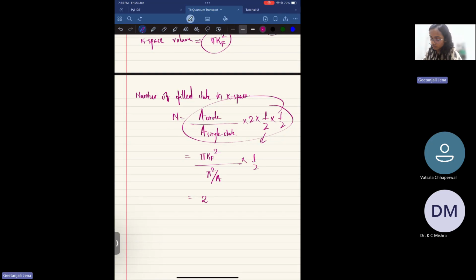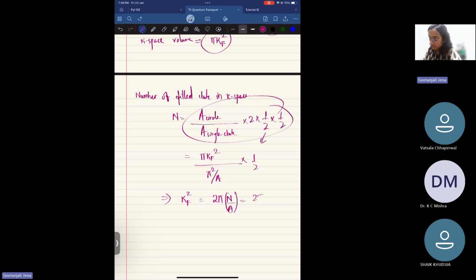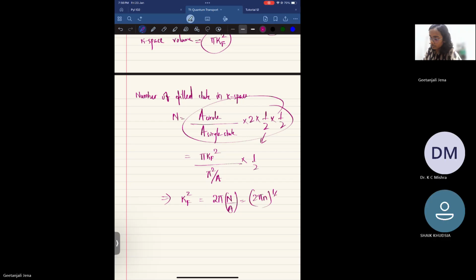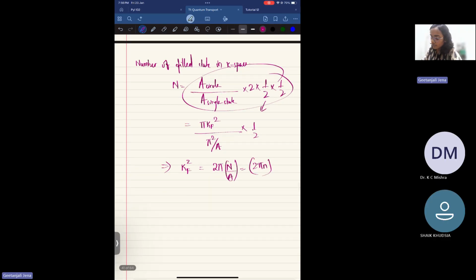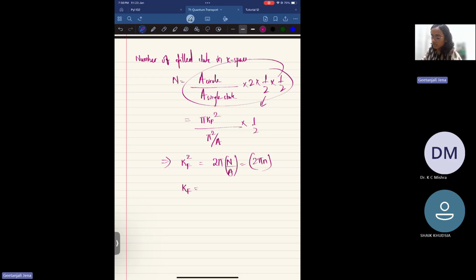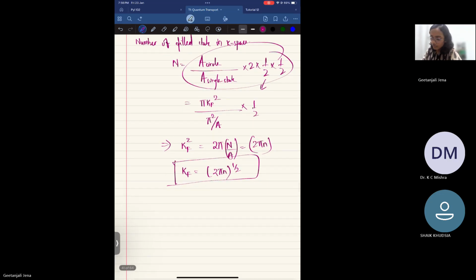So we need to find out kf, right? So kf square is 2 pi N by A. N by A is the carrier density. So for the 2D case, we have kf as (2 pi n) to the power half. So that means we know the kf.